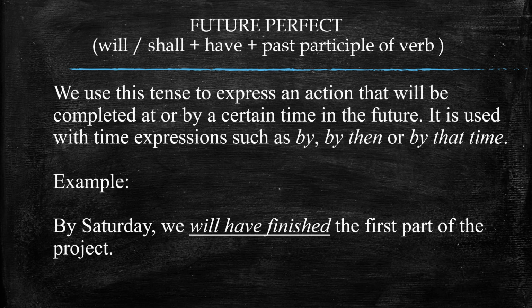Future perfect tense. We use will or shall in addition to have, in addition to the past participle of the verb. We use this tense to express an action that will be completed at or by a certain time in the future. It is used with time expressions such as by then, or by that time. For example, by Saturday, we will have finished the first part of the project.